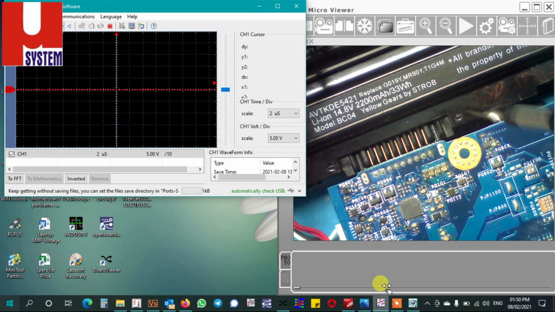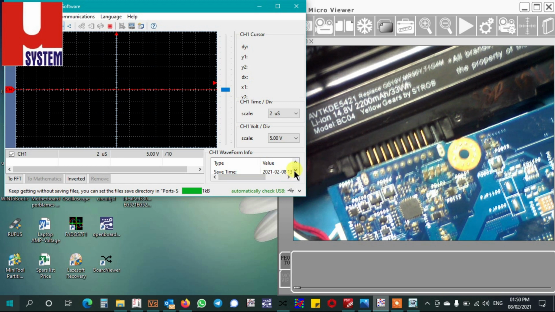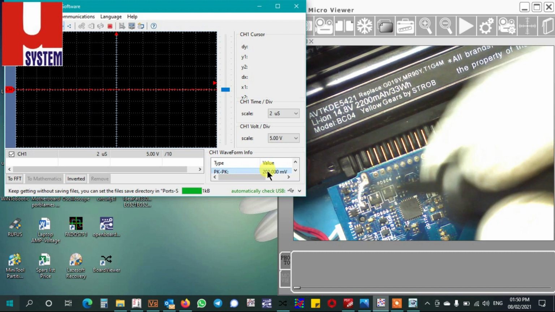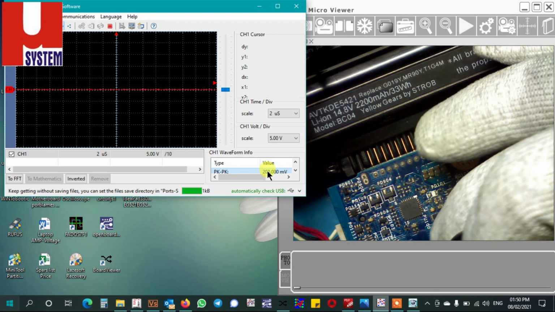Now we are checking with the DSO. As you can see, this is my DSO. This is the DSO software, and you can see the voltage is over here. This is where the voltage will show. I will check it with 20 volt.